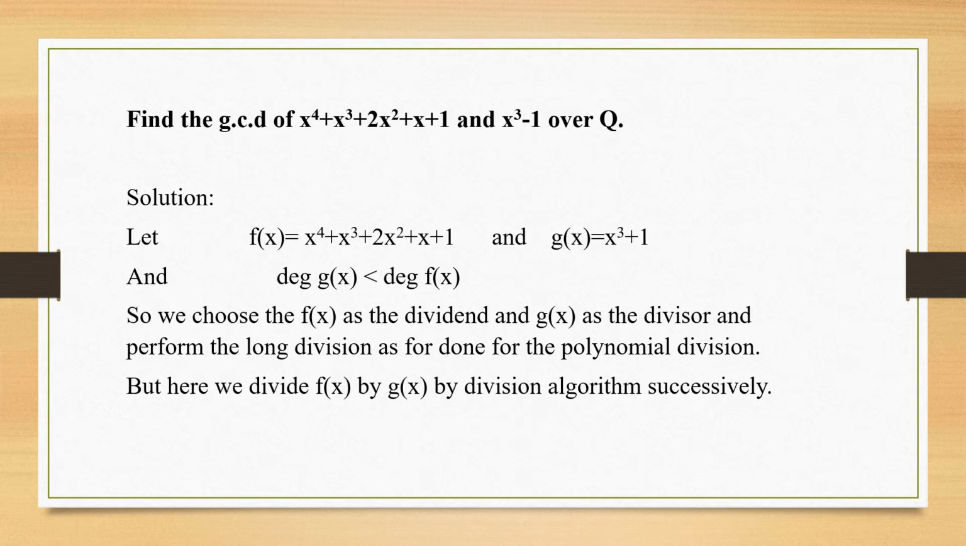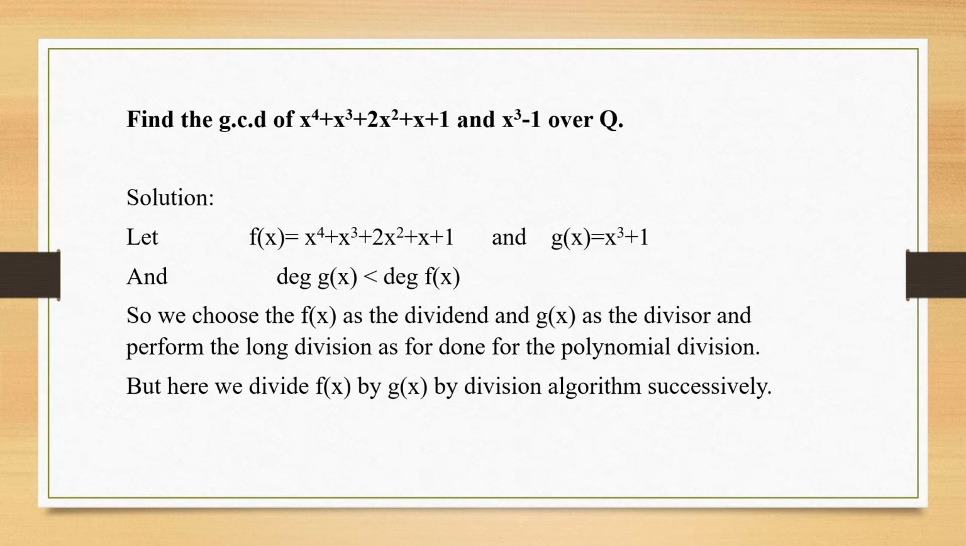To divide, we need two polynomials, right? So how do we start the division? First, we need to compare the two polynomials. Which polynomial has the highest degree? The highest degree polynomial will be used as your dividend. Clear? And the lower degree polynomial should be used as your divisor. This is being explained using the division algorithm.